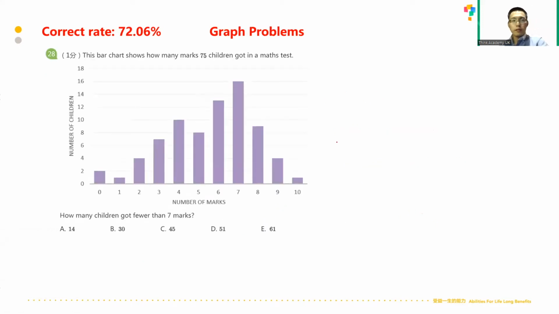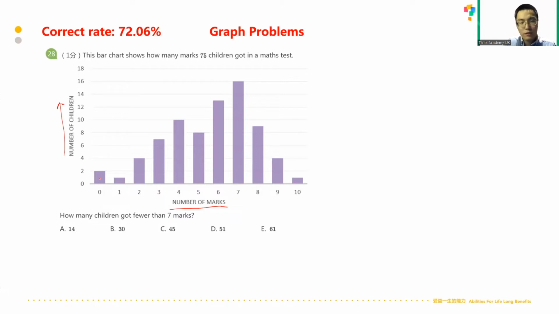Right, moving on to the next question, question number 28. With these graph problems, one thing that is giving most students a hard time is the axes. What does each axis mean? That's what most students get wrong. For this one, the x-axis, the horizontal one, means the number of marks. It's not the number of students, so make sure you get that right. The vertical axis, the y-axis, means the number of children.